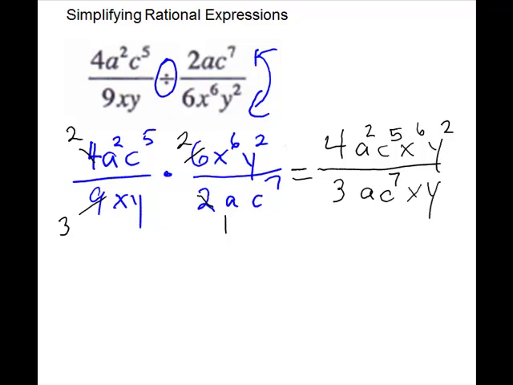And now I will simplify this fraction. There's nothing to do with the numbers. We'd rather have just one fraction. So we're going to keep the 4 over 3. For the A's, remember we're going to subtract exponents. 2 minus 1 will leave us a to the first on the numerator. For the C's, if you do biggest minus smallest, 7 minus 5 will leave us 2 C's on the denominator. The X's, 6 minus 1 will leave us 5 X's on the numerator. And the Y's, 2 minus 1 will leave us 1 Y on the numerator.